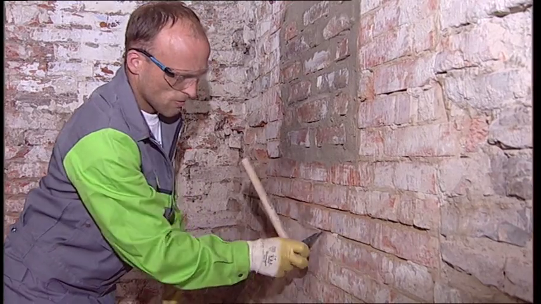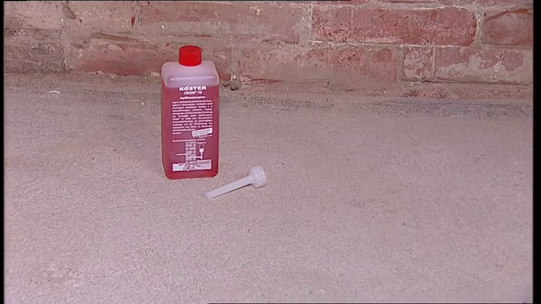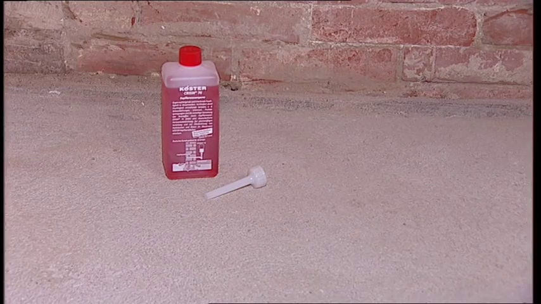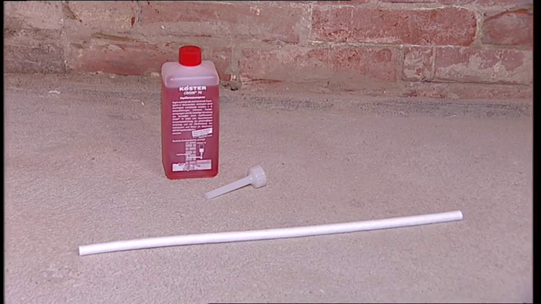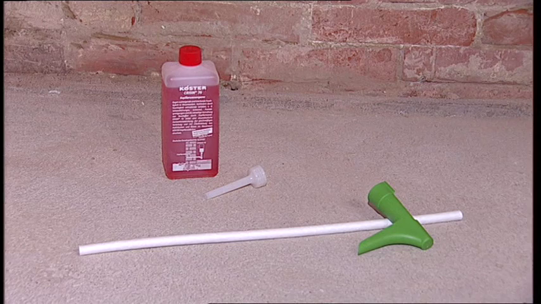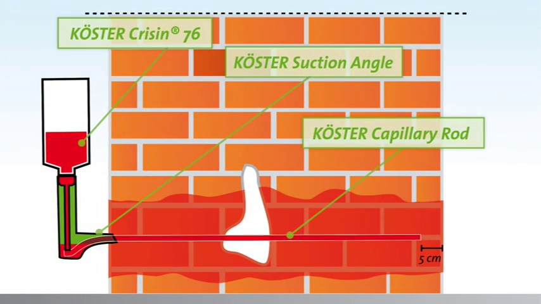The system consists of the following components: Koster 76, a low-viscosity thin liquid resin that penetrates the wall and makes it water impermeable and repellent. Koster capillary rods for a pressureless injection distribution into the smallest capillary pores. Koster suction angles. The Koster 76 is applied using the suction angles. The fluid is only dispersed into the wall where the capillary rods have contact to the drill hole.